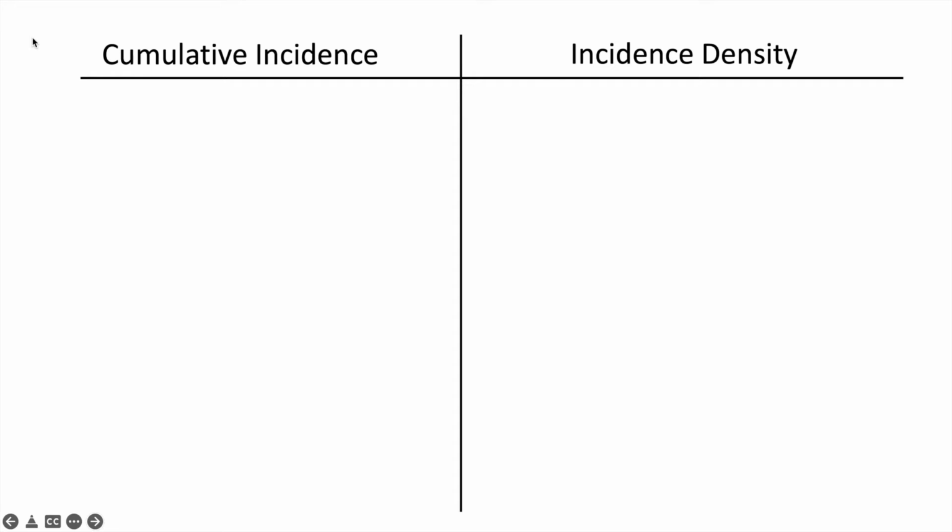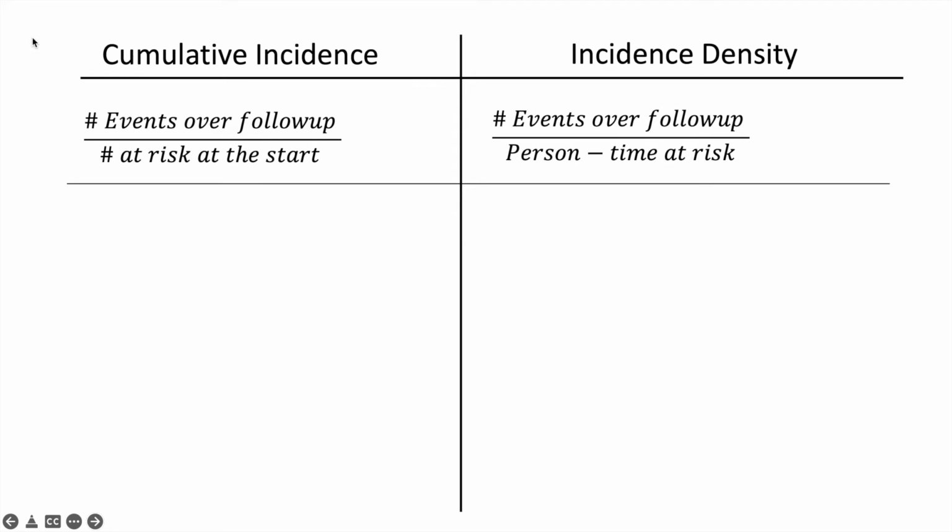So like I said, the major measure of disease frequency for survival analysis is incidence, and there's two major types of incidence: cumulative incidence and incidence density. And I'm just going to compare and contrast the two here. So cumulative incidence is the number of events occurring over the follow-up over the number that were at risk at the start. And incidence density has the same numerator, the amount of events happening over the follow-up time, although the denominator is person time at risk.